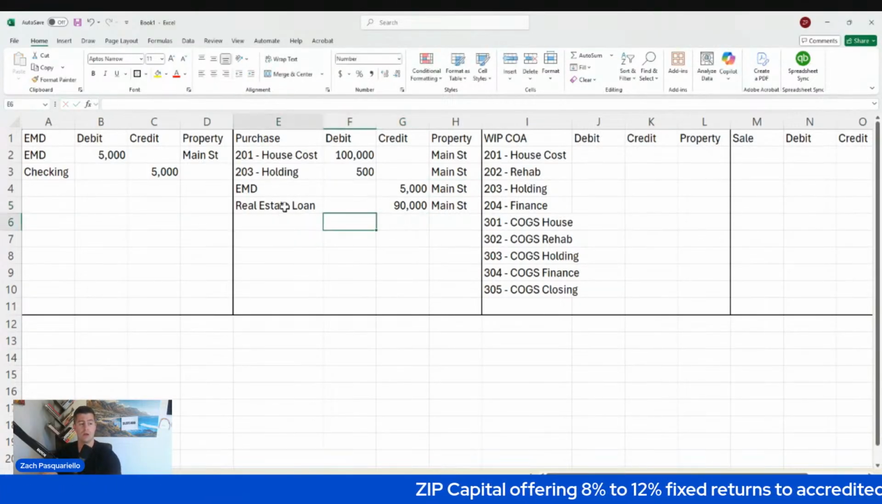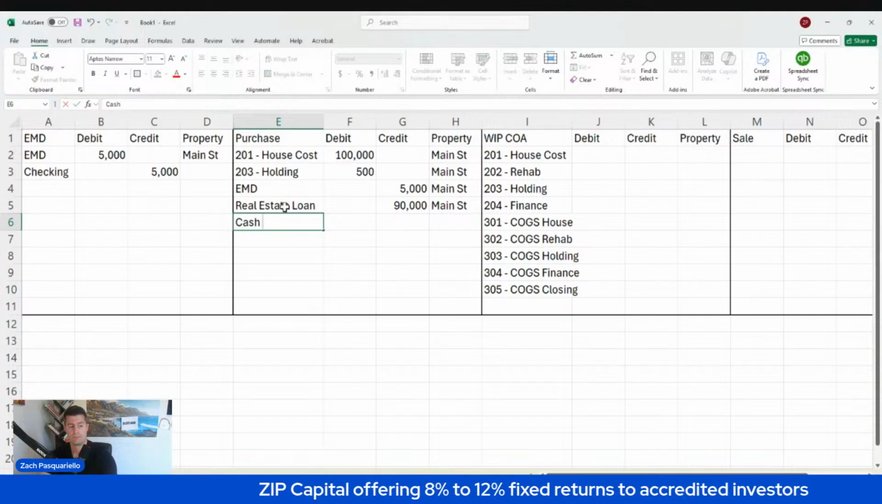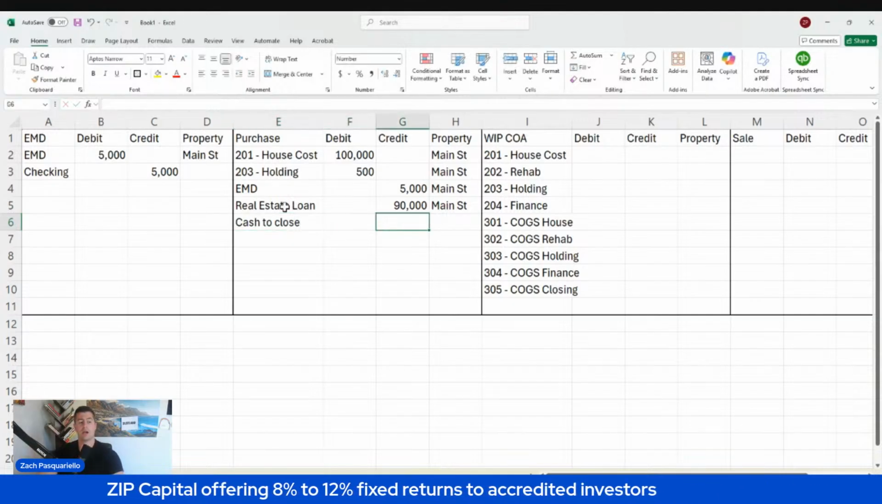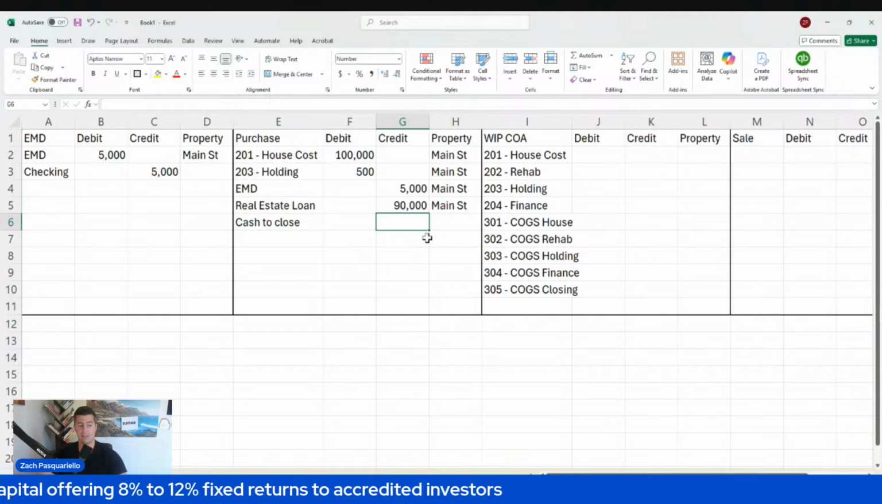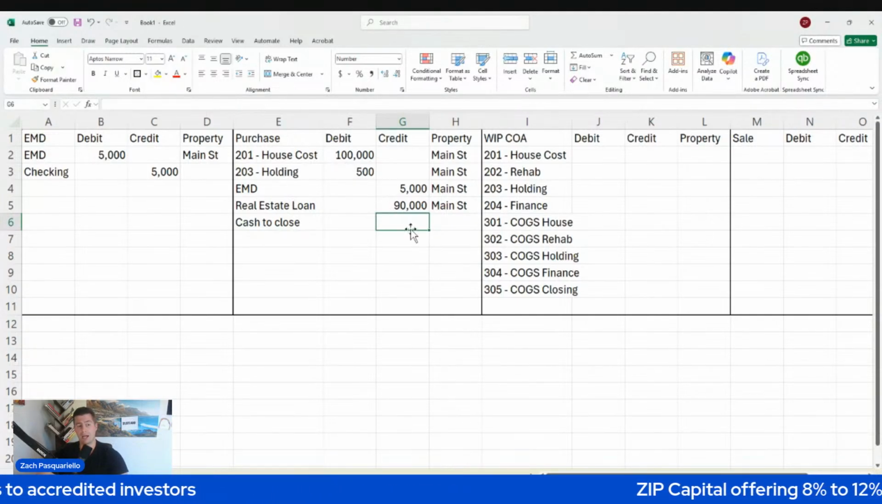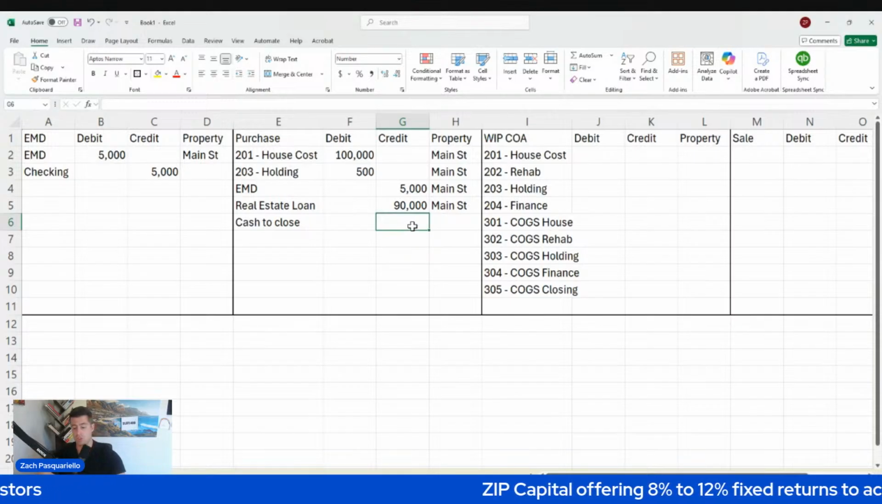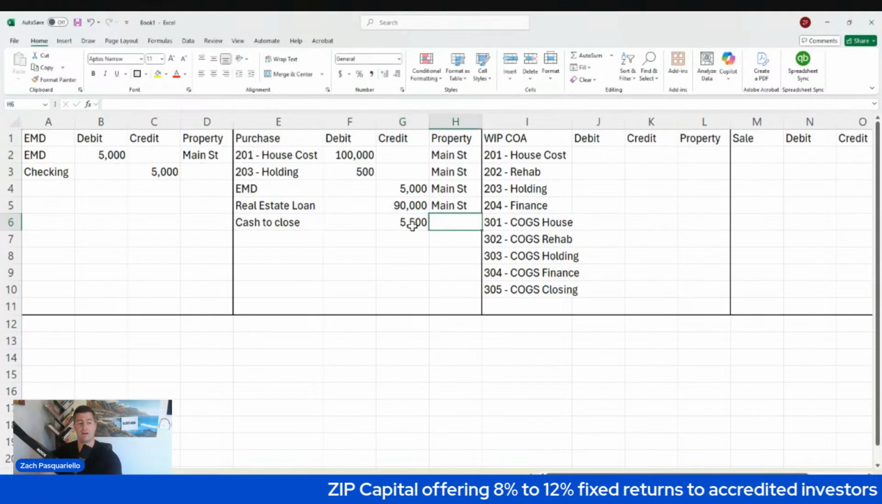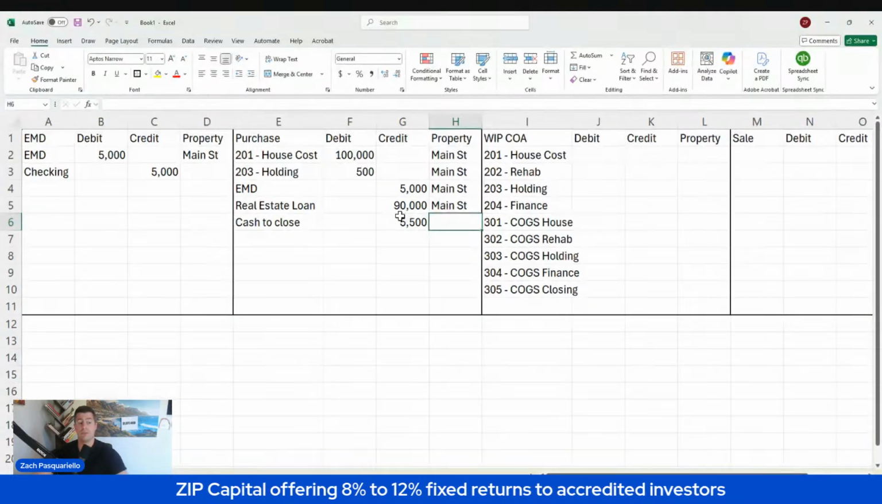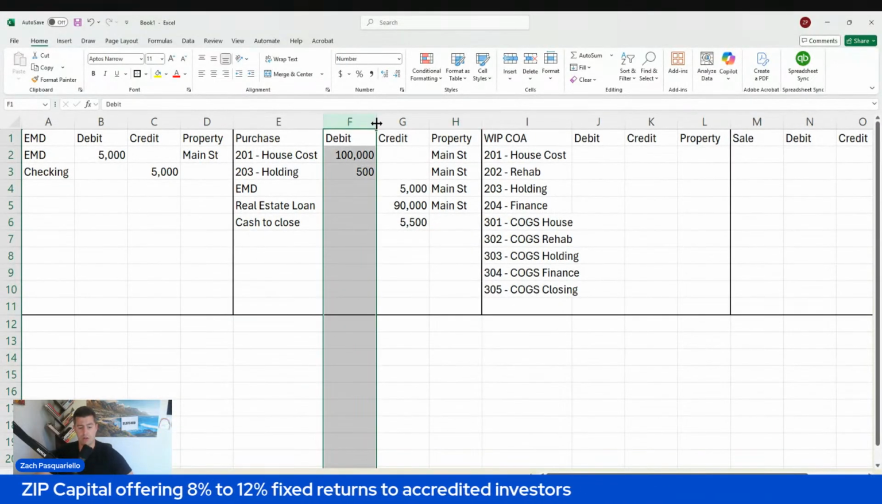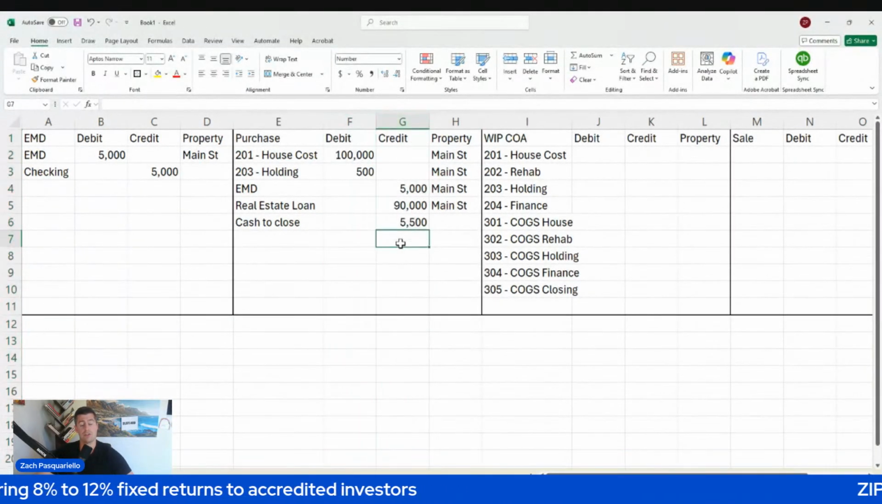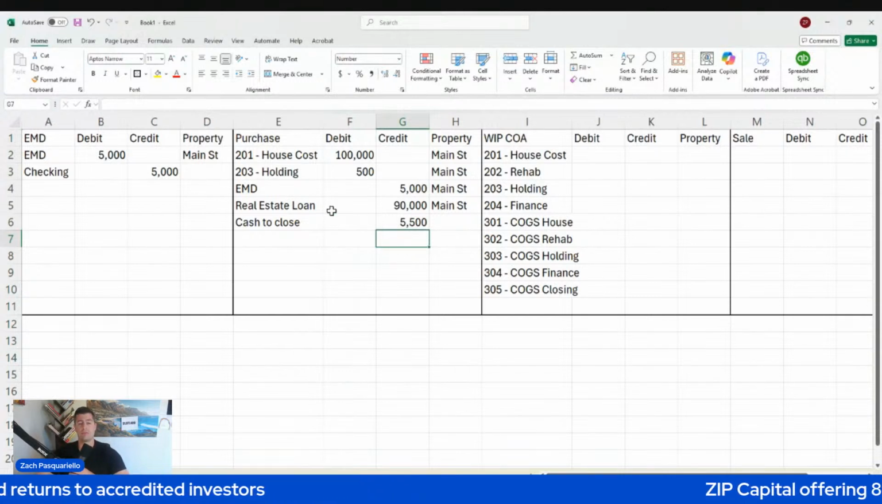So now we have cash to close. Now we need to come out of pocket for whatever this difference is. So it'll be $100,500 minus $95,000, which should be $5,500. So these debits and credits should equal. We have 100,500, 100,500. This is a very simple example. Sometimes there's more stuff involved, but this is a very simple example.